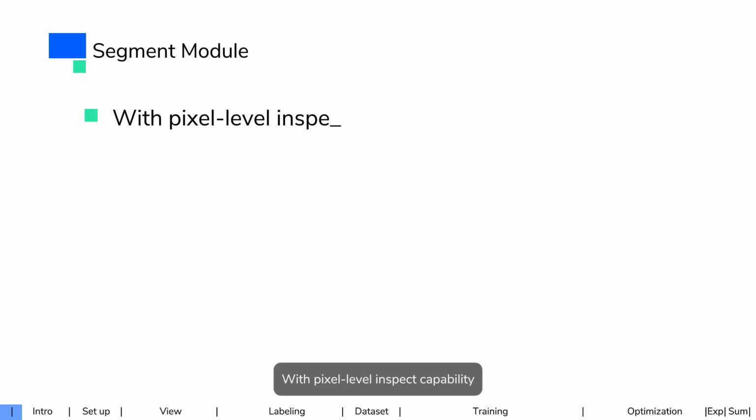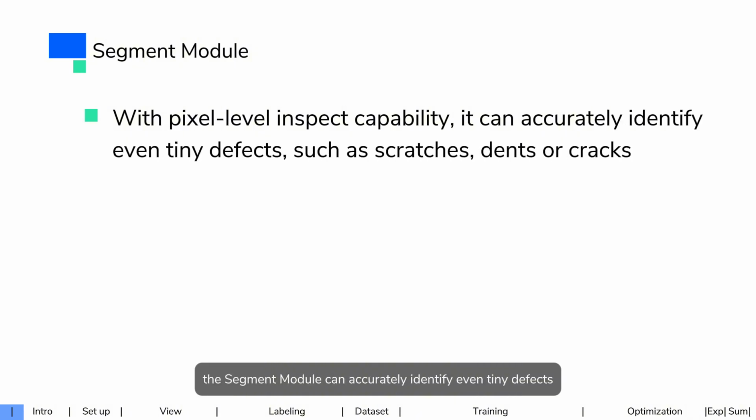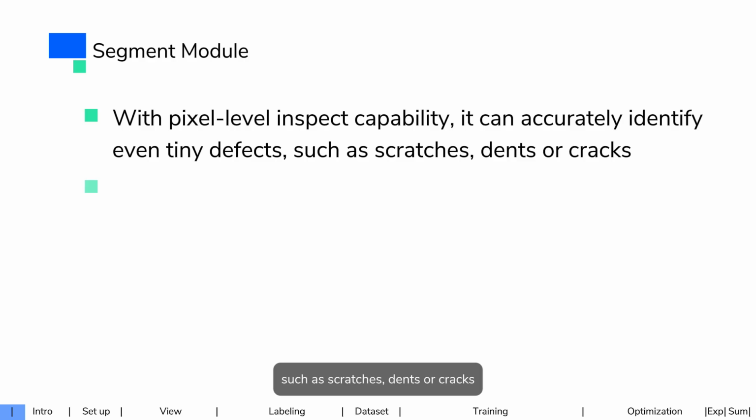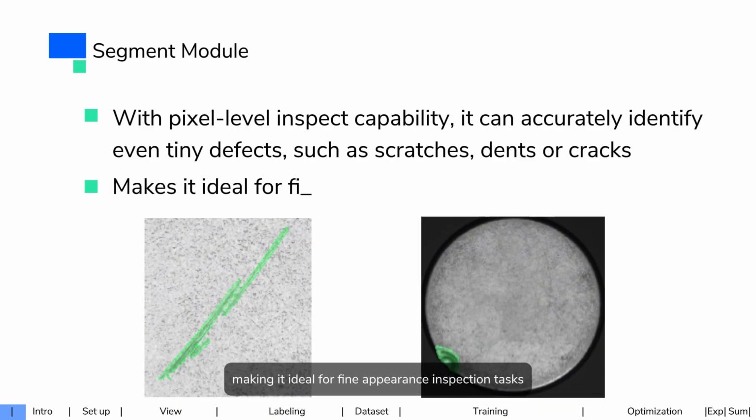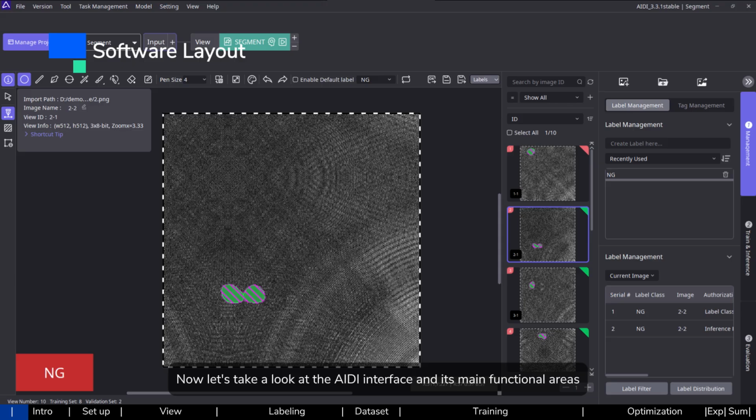With pixel-level inspection capability, the segment module can accurately identify even tiny defects, such as scratches, dents or cracks, making it ideal for fine appearance inspection tasks, like those shown here. Now let's take a look at the AIDI interface and its main functional areas.